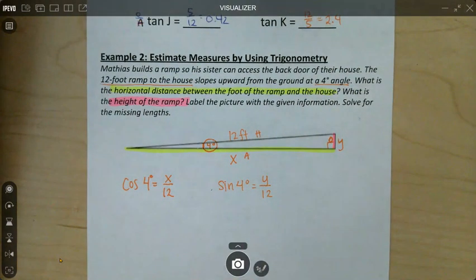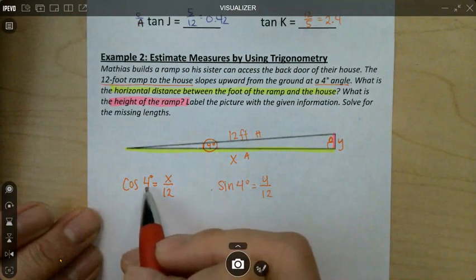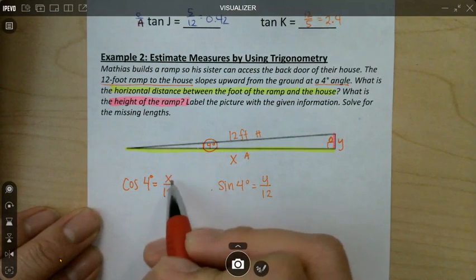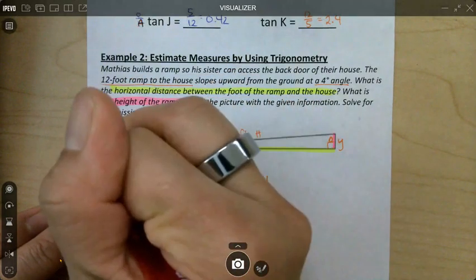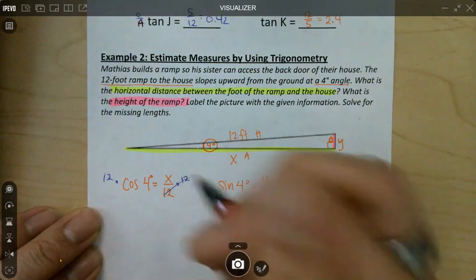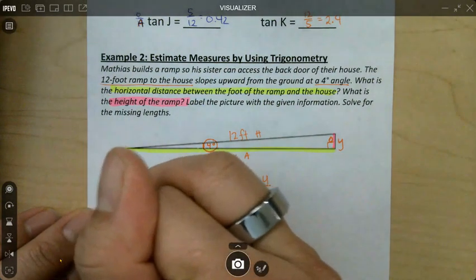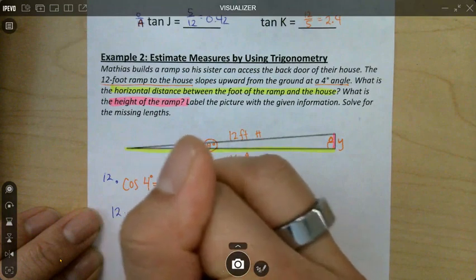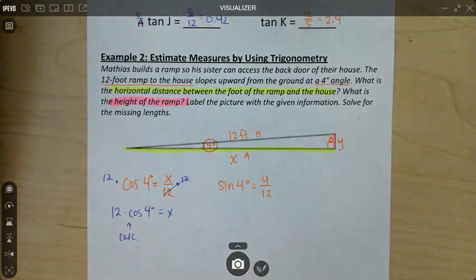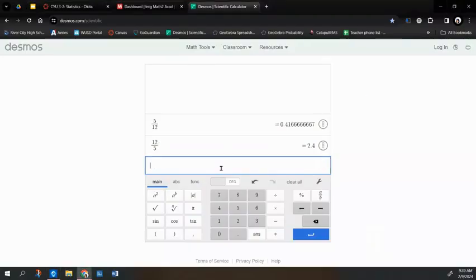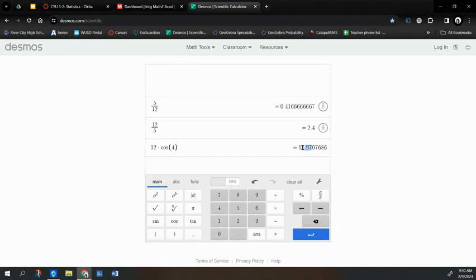So now it's just a matter of solving. Well, let's see. Cosine of 4 is equal to x over 12. If we want to get x by itself, we've got to multiply by 12. All right, so then we have 12 times cosine of 4 degrees is equal to x. So that's what we're going to put in our calculator. Okay, so using the Desmos calculator here, we're going to do 12 times cosine of 4 degrees. 11.97.